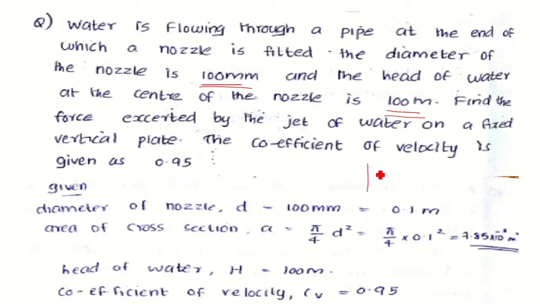So there will be a fixed vertical plate, and the jet of water is flowing and strikes the fixed plate, and we need to find the force exerted by the jet of water on this particular plate. So this is the problem. So the given data: the diameter is 100 mm.